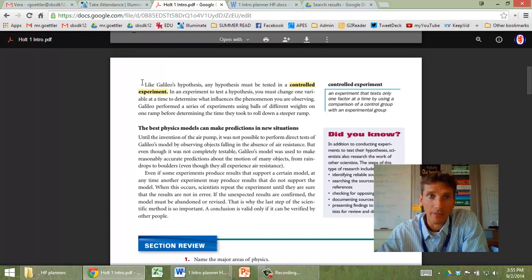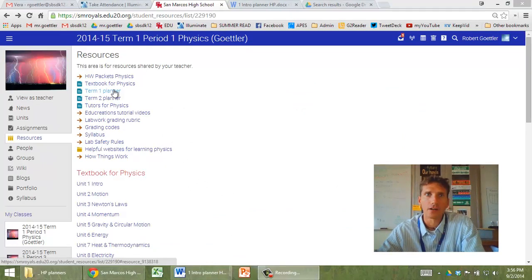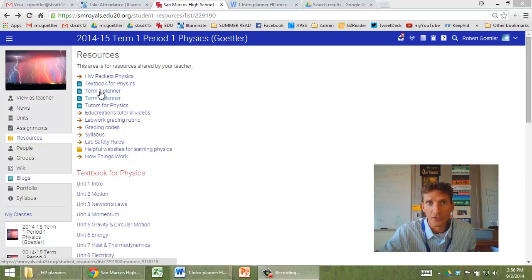Okay, so I want to show you some other things that we have under resources. So I also have what's called Term 1 Planner and Term 2 Planner, and this is the long-term plan for each term. And that way you can see what kind of units are coming up that we're going to study. It might give you an idea of, if you're going to have to miss a class in the future, what unit that might be affecting.